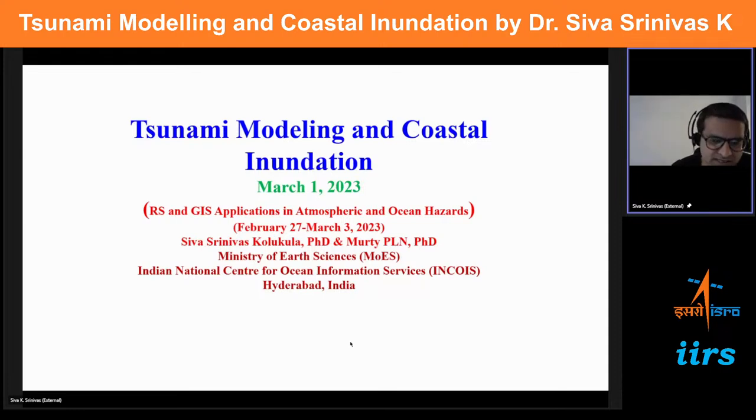Modeling and coastal inundation. So in IIRS, my research interests are numerical modeling of tsunami, storm surges, and machine learning. In this 45 minutes to 1 hour of lecture, we will discuss how we model tsunami and how, in real time, we model tsunami here in the Indian Tsunami Early Warning Center in IIRS. And then I give a time of 15 to 20 minutes. You can go ahead with your questions.